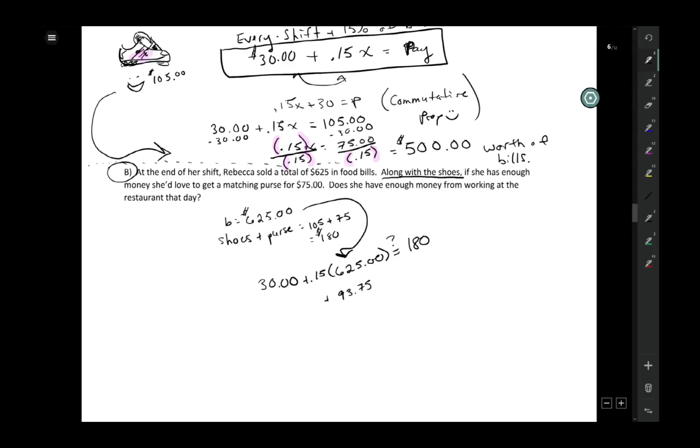plus 30, and I can already tell, Rebecca, you do not have enough for both the shoes and the purse. She did not sell enough for both.